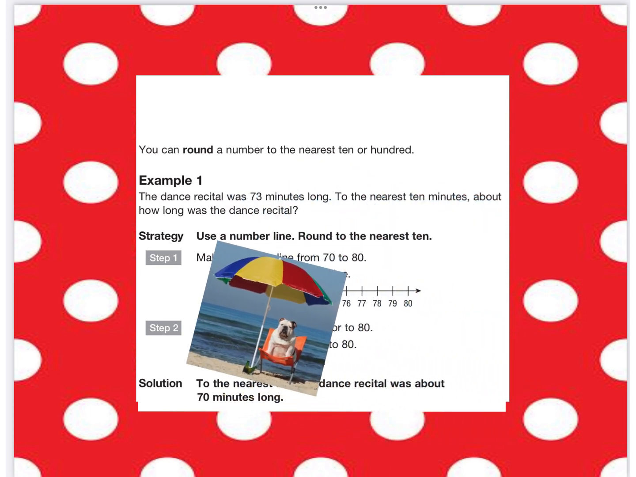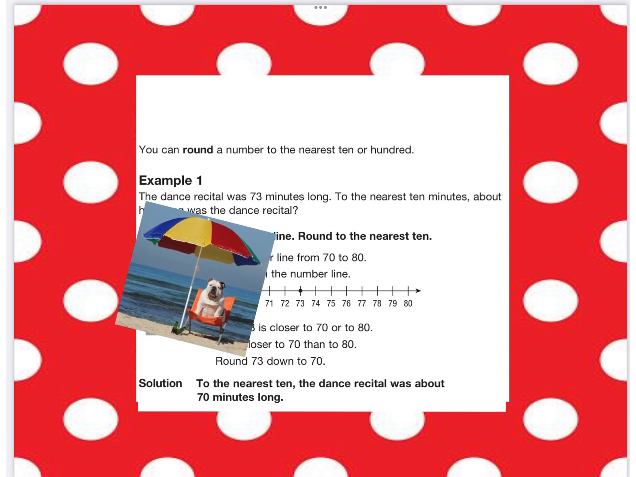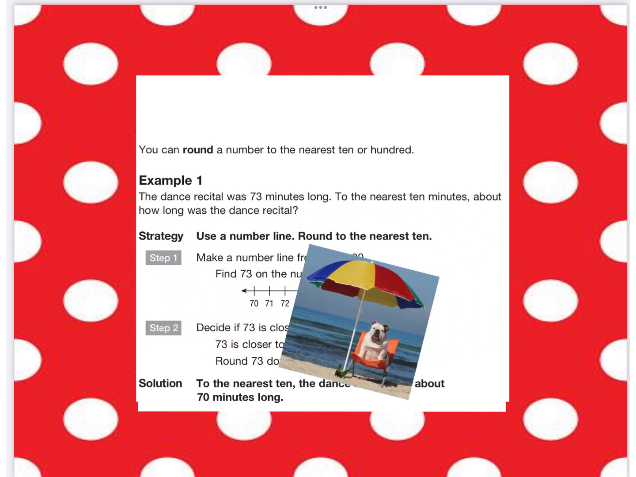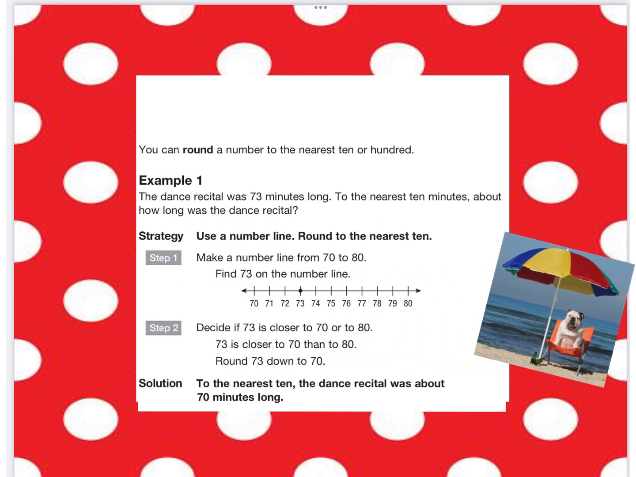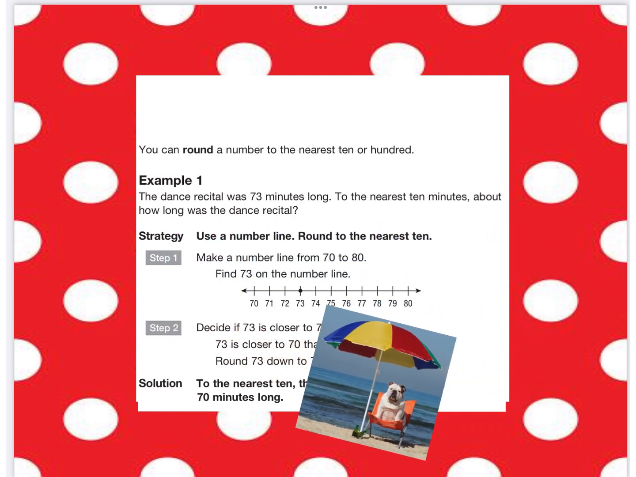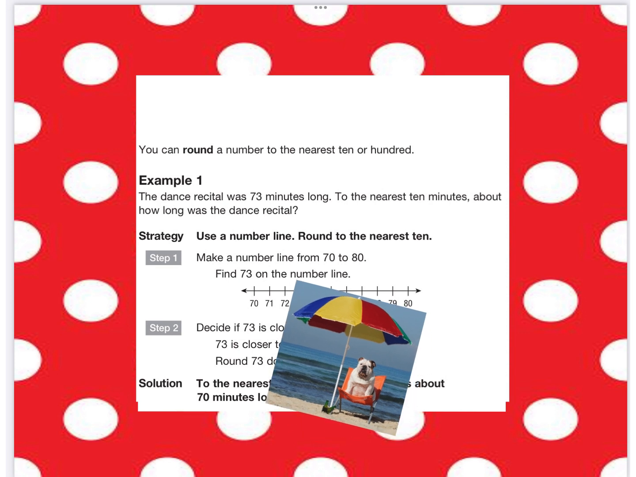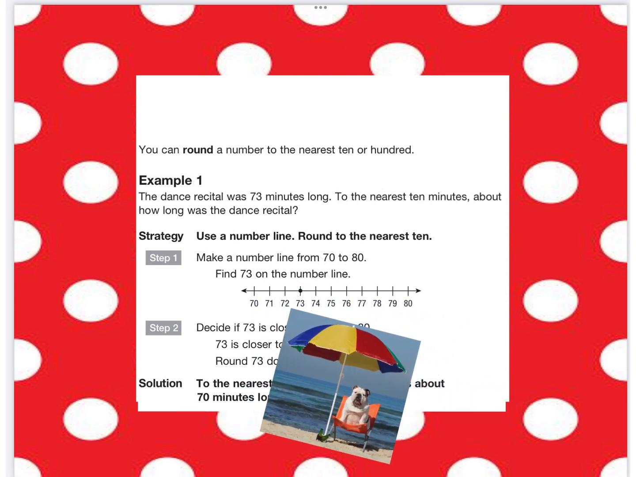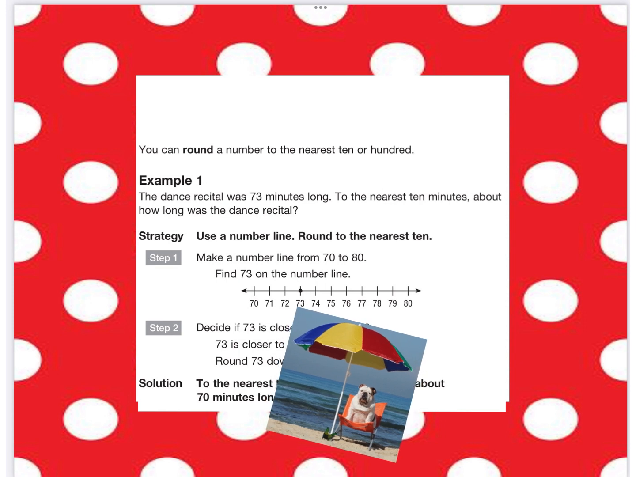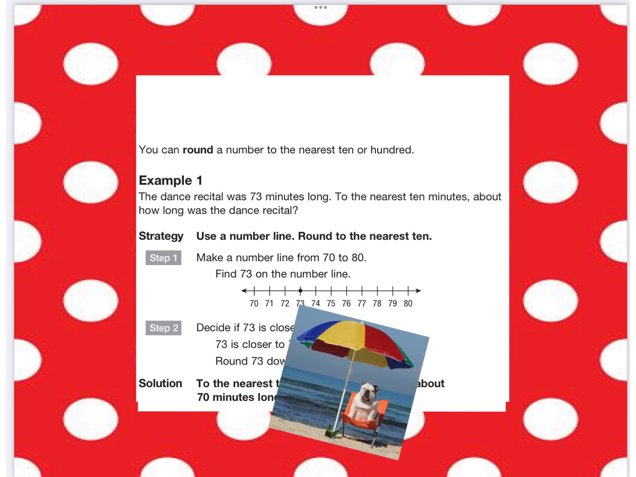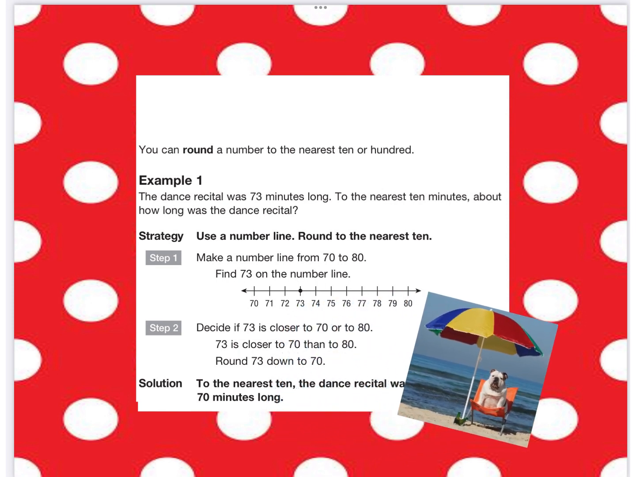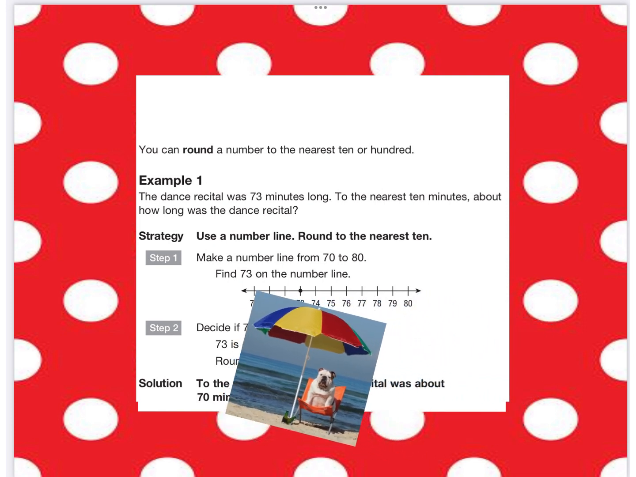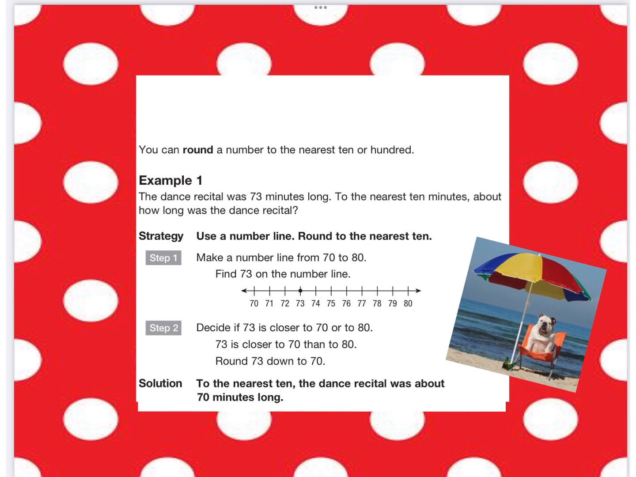For example, if we're trying to figure this problem out, the dance recital was 73 minutes long. To the nearest 10 minutes, about how long was the dance recital? So we can find 73, and we know that 73 is between 70 and 80. And so we ask ourselves, underline that 10, look next door. If it's 5 or greater, we'll go up. If it's 4 or less, we'll go down, which it is a 3, so we're going to round down to 70.